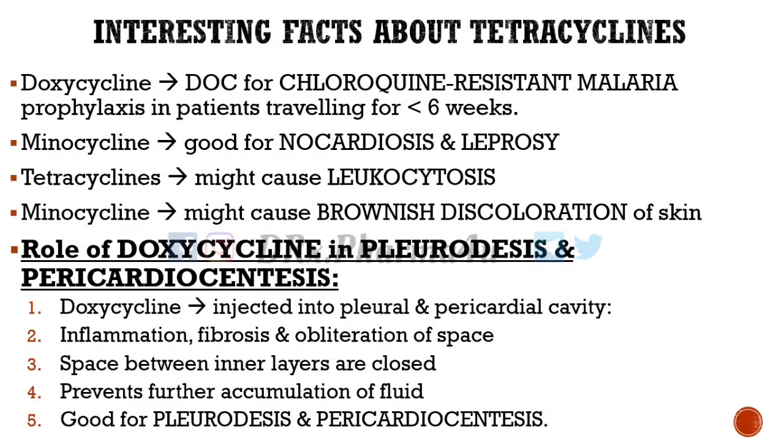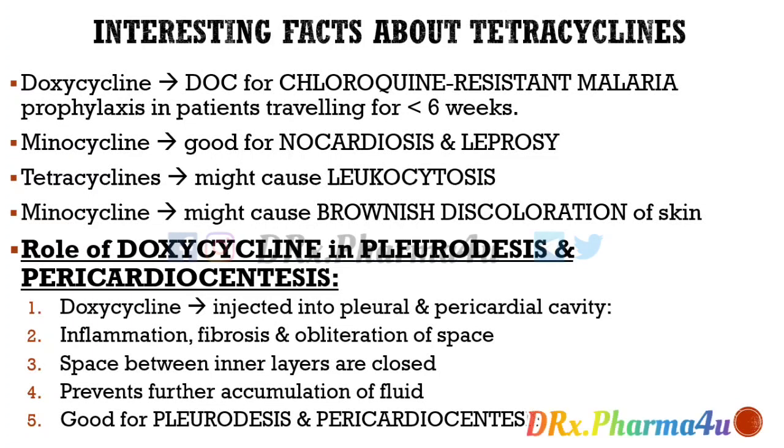Tetracyclines can cause leukocytosis as well. So, a slight increment in WBCs may be seen. Minocycline can cause brownish discoloration of skin. So, this is a specialty about minocycline. Earlier, one specialty I already told you, minocycline can cause hearing problems and dizziness because of the damaging effects in the ear. Another specialty of minocycline is it can cause brownish discoloration of the skin.